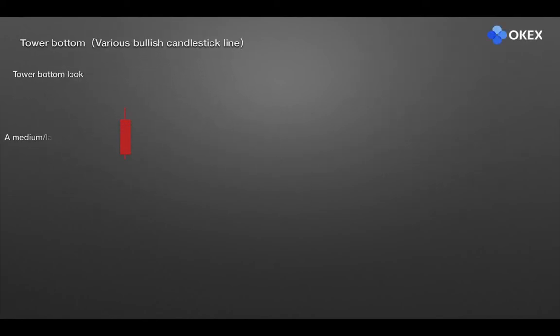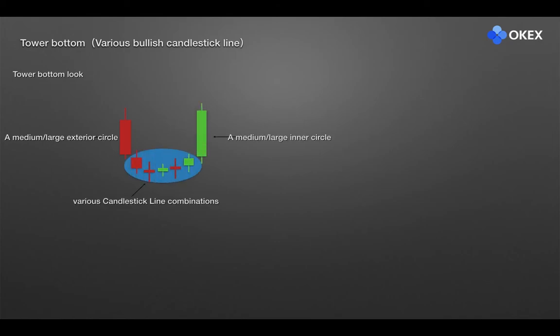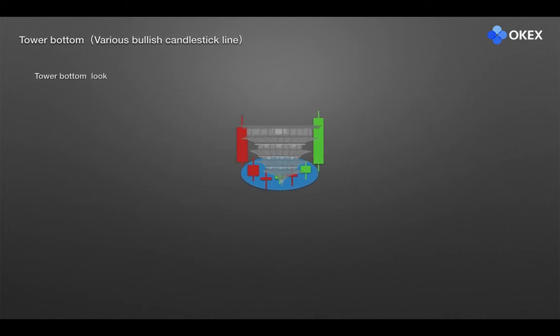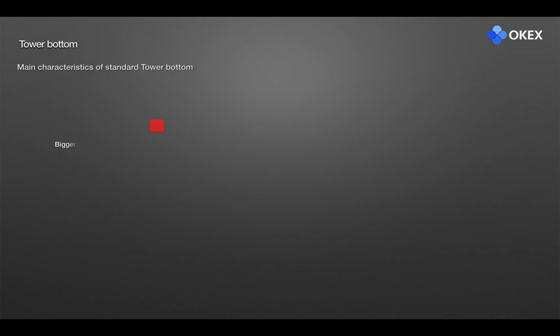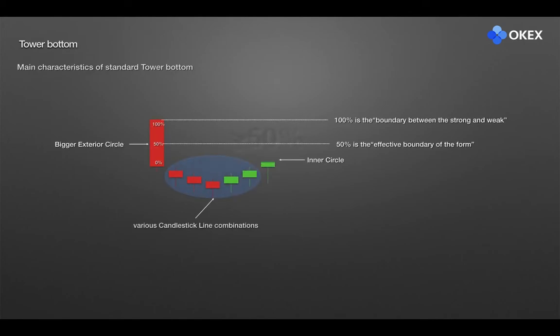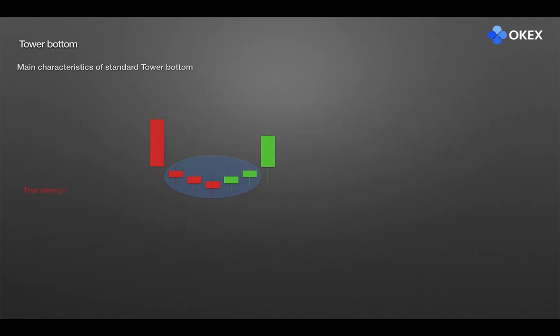Right, so we will see the last bullish candlestick line combination called tower bottom. A standard tower bottom is formed by an exterior circle, right? Then a group of 4, 5 or more small exterior circles and inner circles in the middle, and a long inner circle at the right side. The whole looks like an inverted tower, so that is why we call it the tower bottom. One important factor that makes an effective tower bottom is that the closing price of the last inner circle must exceed 50% of the exterior circle body at the front.